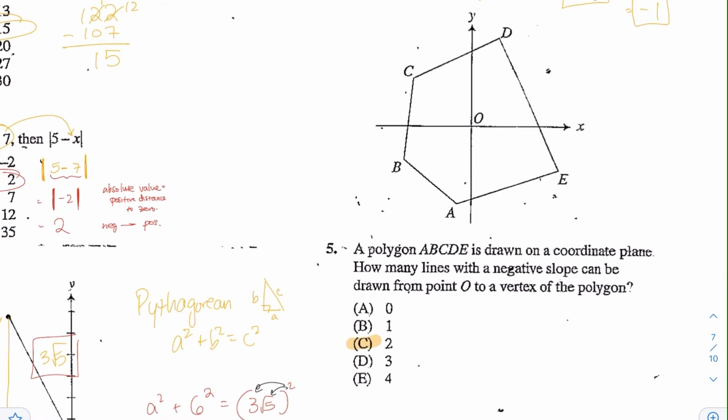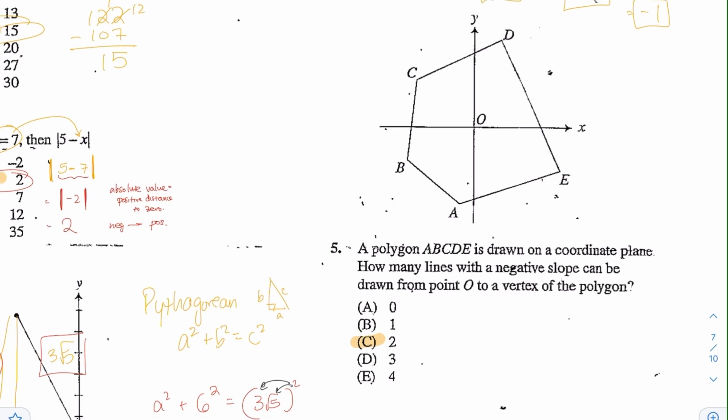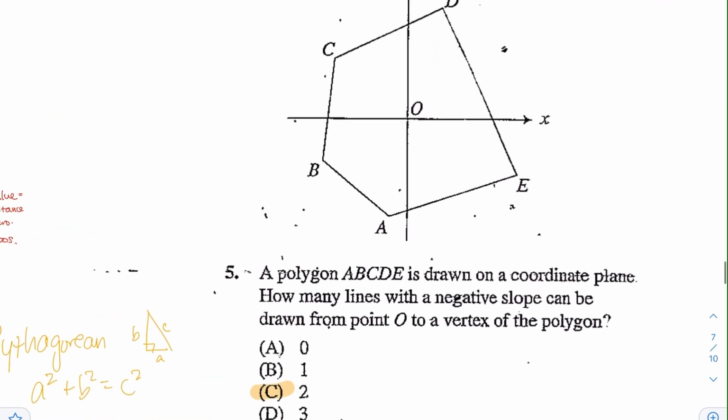All right, next for number 5, a polygon ABCDE is drawn on a coordinate plane. How many lines with a negative slope can be drawn from point O to a vertex of the polygon? So here you just have to draw lines to connect each of the vertices, and you want to have a negative slope.